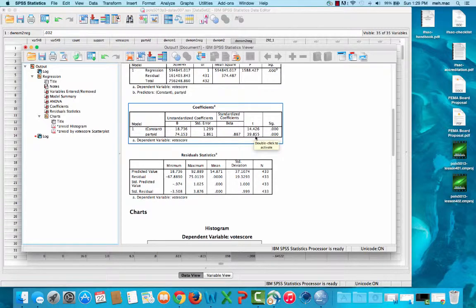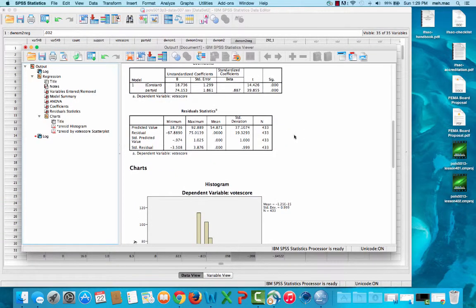T-scores really only need to be about 2 to be significant, so this is a very strong relationship. Obviously, there'll be a strong relationship between party and voting. And here are the residual statistics. The important one for the residuals is that you want a mean of 0.